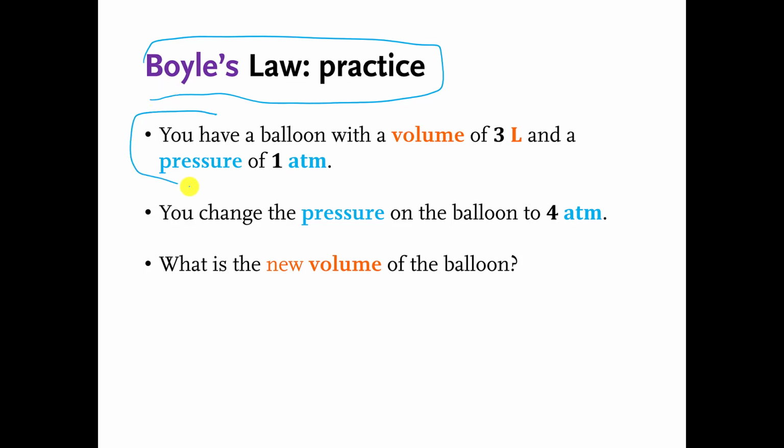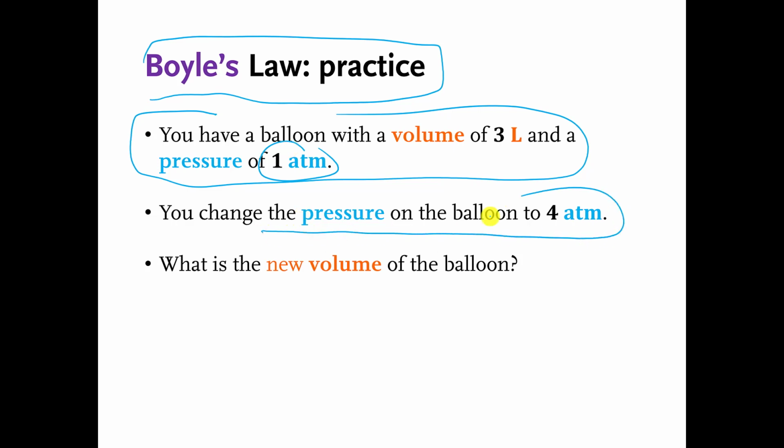Here's the setup. You have a balloon with a volume of 3 liters and a pressure of 1 atm. You change the pressure of the balloon to 4 atm. So you change the outside pressure on the balloon to 4 atm. What's the new volume of the balloon? So you can pause and work through this. I'm going to work through this myself.